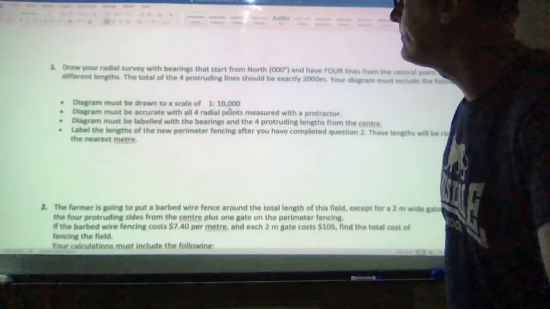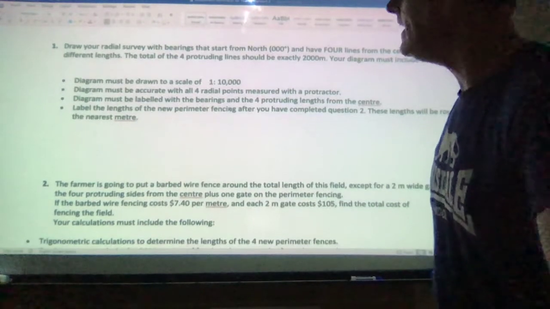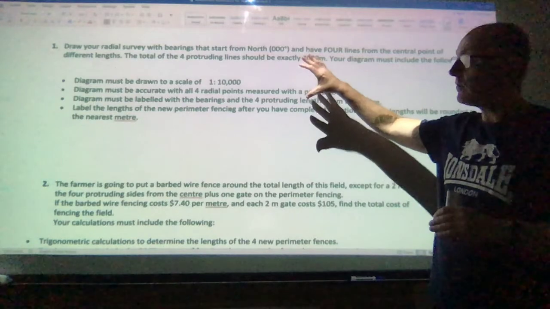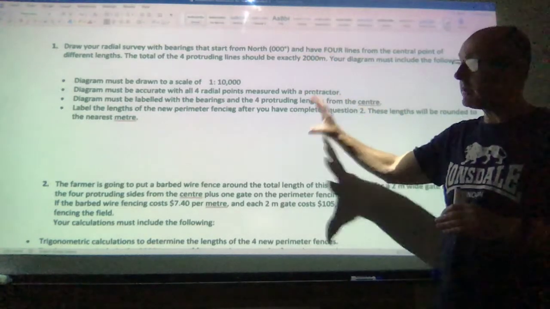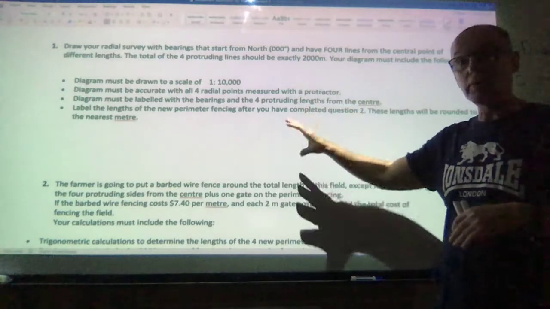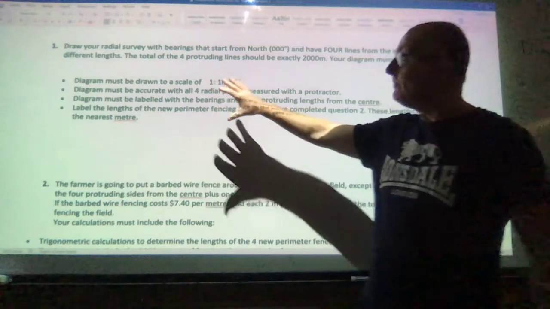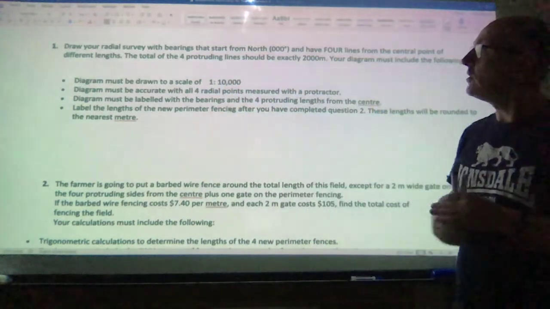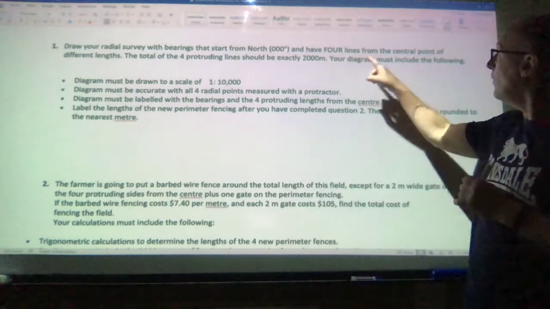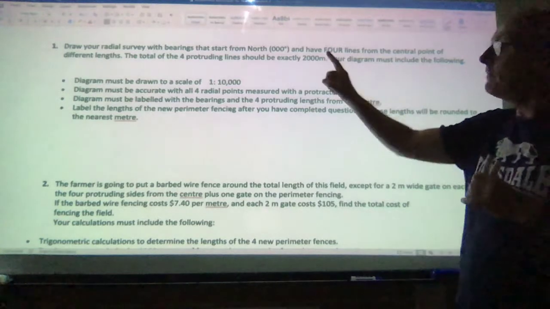So question 1. Now, at the end in the marking criteria, it tells you the value of each of these questions and how you can get full marks for each question. Some questions are worth more than others because some questions are more difficult. Here is question 1. Draw your radial survey with bearings that start from north, like it was in the diagram, and have 4 lines from the central point of different lengths.